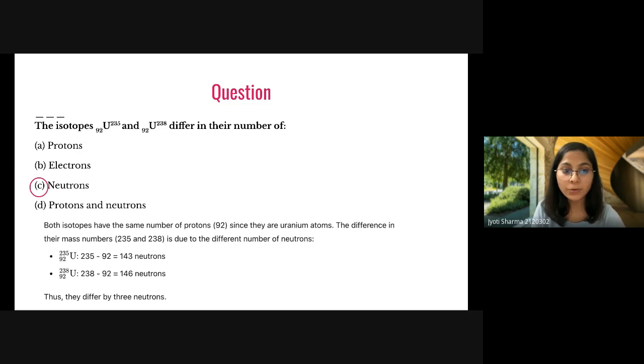For the second isotope, this will be 238 minus 92. So this will be 146. So this is how these two isotopes differ by 3 neutrons. Okay, so that's why this C answer is the right one, right?